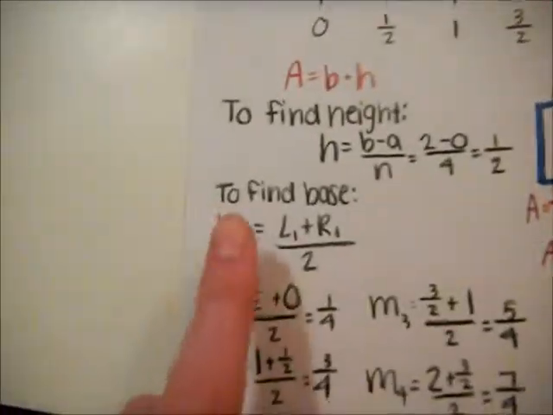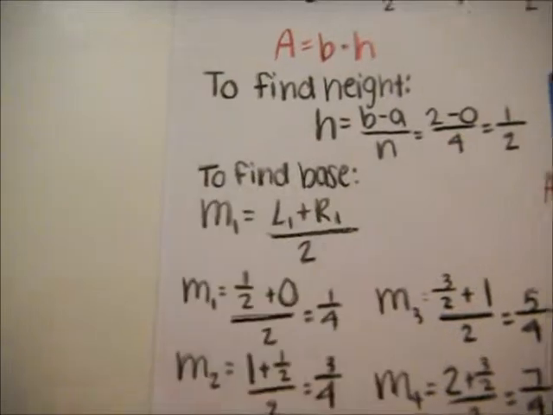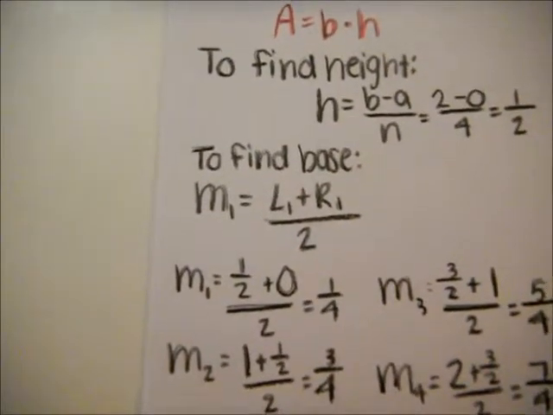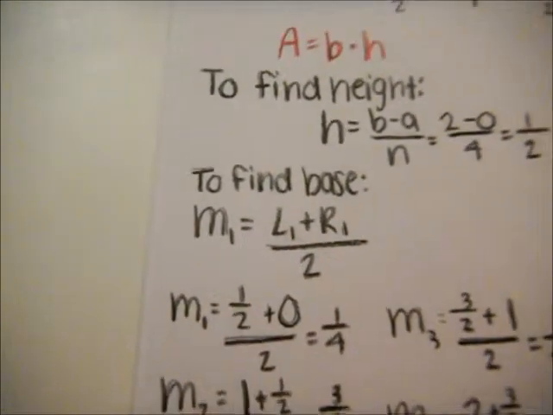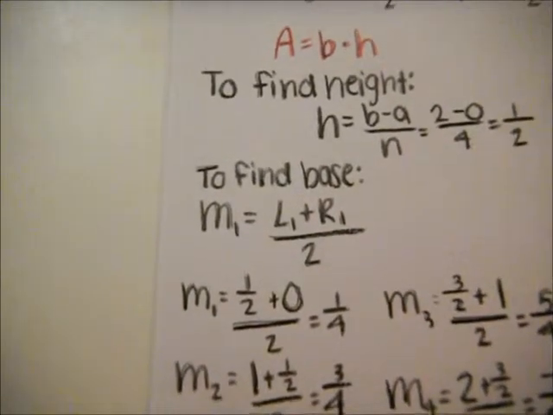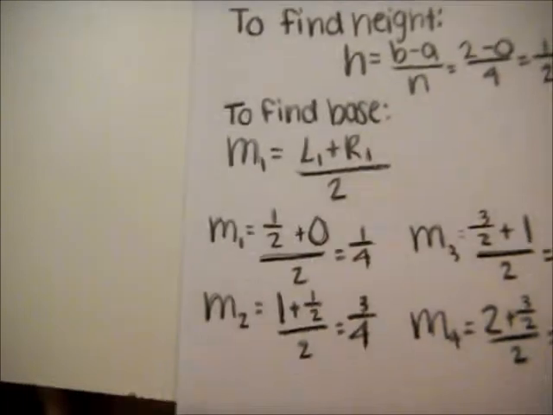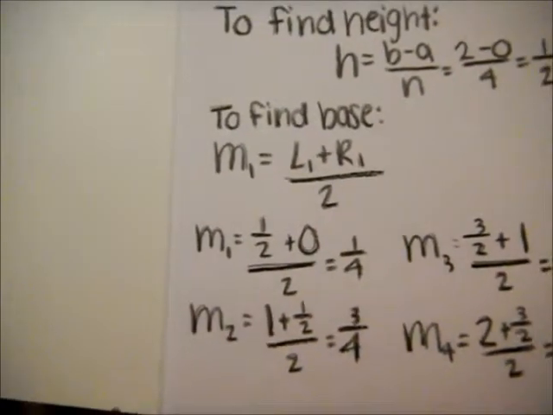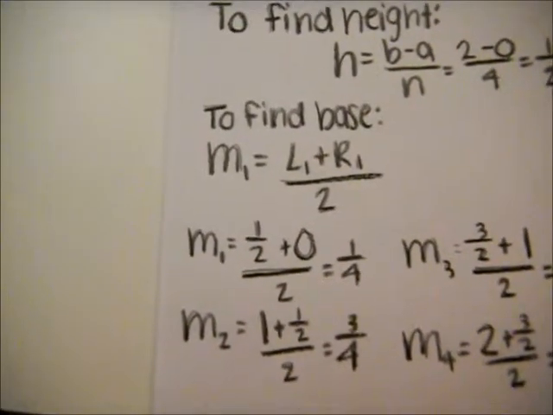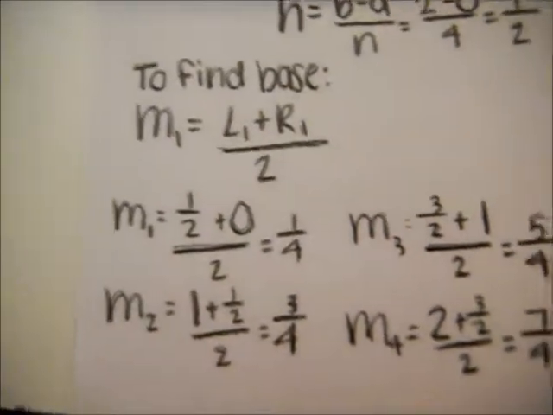And then to find the base, we have m1 equals (L1 plus R1)/2, which means you have to find the midpoint, because that's what we're using, and you take the left value plus the right value all over 2. So m1 is done for you. You have (1/2 plus 0)/2 equals 1/4. You do all of these as well.